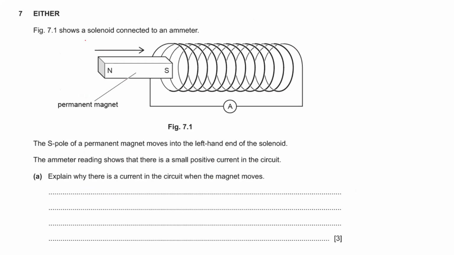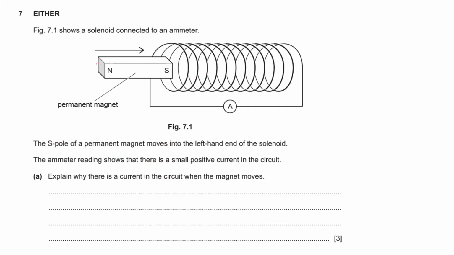So it says in figure 7.1, it shows a solenoid connected to an ammeter. So this is the solenoid. This is a permanent magnet that is moving inside the solenoid. The south pole of the magnet moves towards the left end of the solenoid. The ammeter reading shows that there is a small positive current in the circuit. Explain why there is a current in the circuit when the magnet moves.